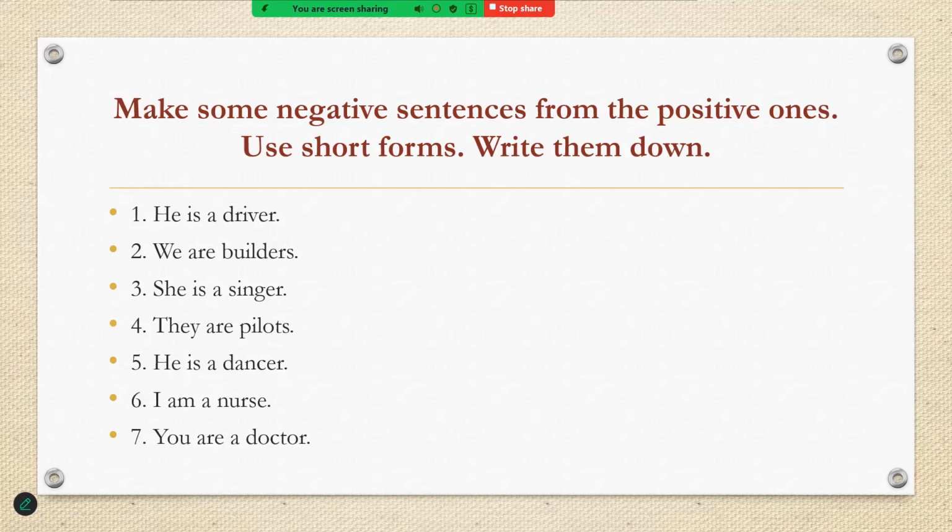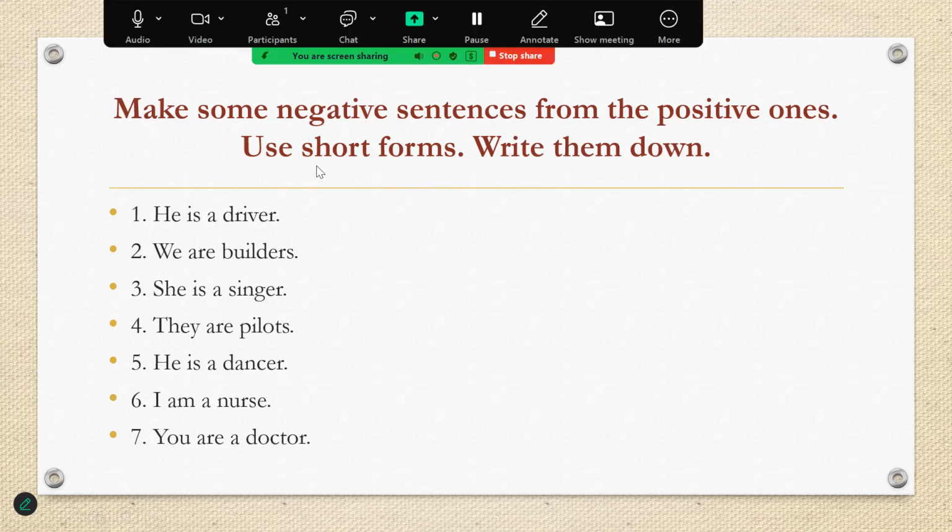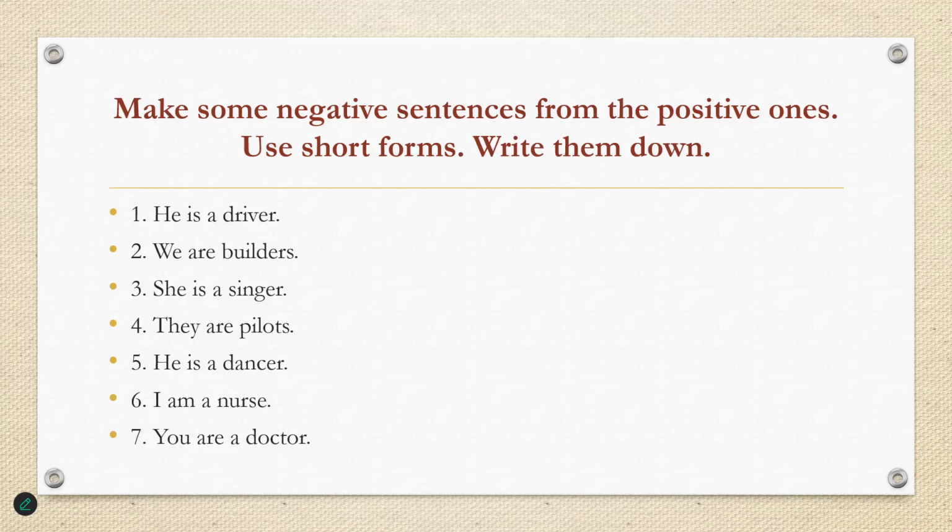These are some positive sentences. And your task now is to make some negative ones from the positive. Try to use short forms. If it is difficult for you to use short forms right now, make long forms first and then transform them into short forms. Pause this video, write the sentences down, then check your answers. Correct answers.